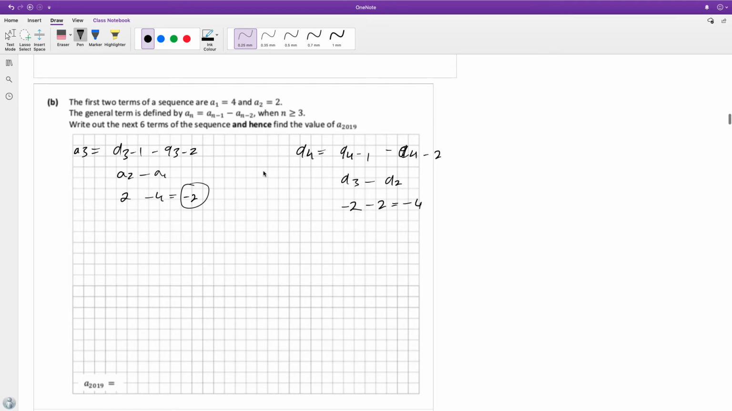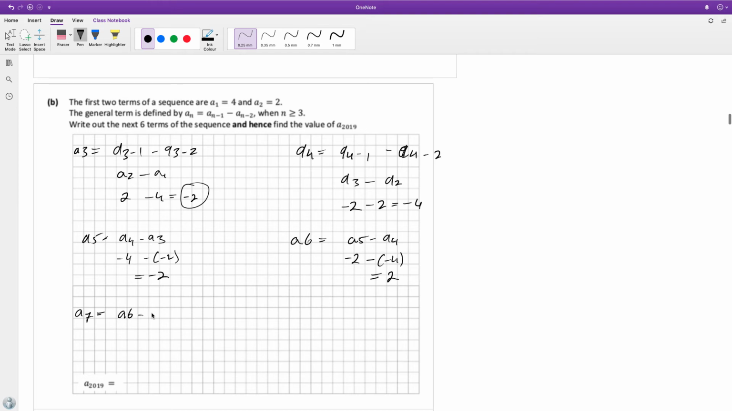We can kind of spot a pattern now, can't we? For example, A5 is going to be A4 minus A3, and A6 is going to be A5 minus A4. So A5 then, we can spot the pattern, is going to be A4 minus A3. A4 we figured out was minus 4, minus A3 is minus minus 2, minus 4 plus 2 is minus 2. A6 is A5 minus A4, A5 is minus 2, minus A4 is minus minus 4, which is plus 2.